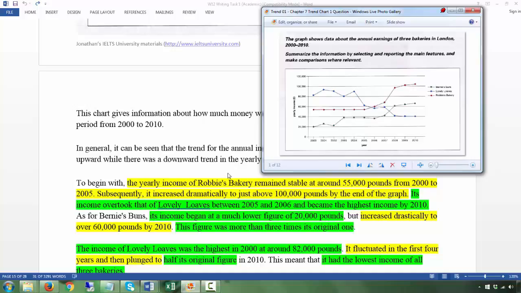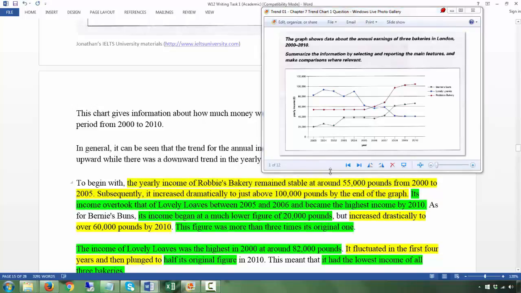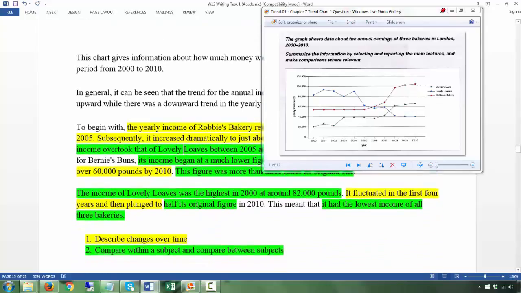Now, let's look at the green part. Its income overtook that of Lovely Lowe's between 2005 and 2006 and became the highest income by 2010. The Robbie's Bakery income overtook that of Lovely Lowe's between 2005 and 2006 and became the highest income by 2010. Now, what am I doing? I am comparing between subjects here.